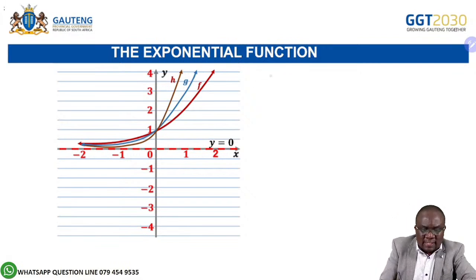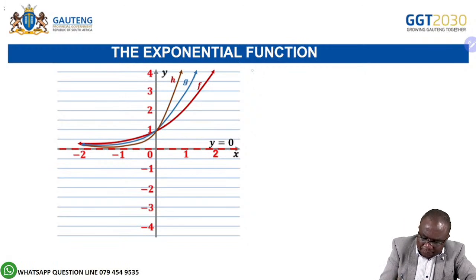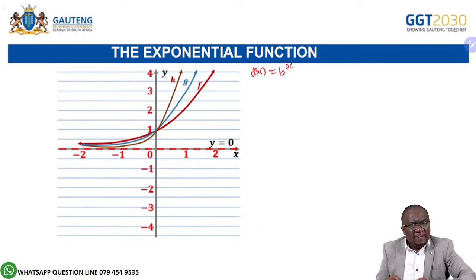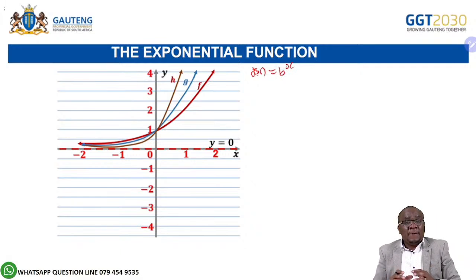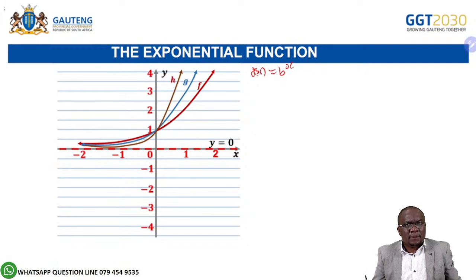So don't forget that. Now we've talked about the shape of the graph of the form y equals b to the power x. We're going to see the other shapes very soon. We talked about the asymptote, y equals 0. We talked about the y-intercept, the x-intercepts, and the shape and the effect of b. As b increases, what happens to the graph? Remember those key features. Later on we're going to bring in the reflections and all those things.